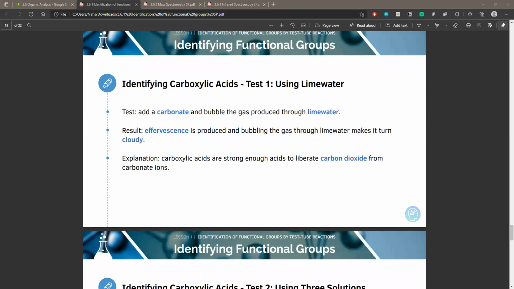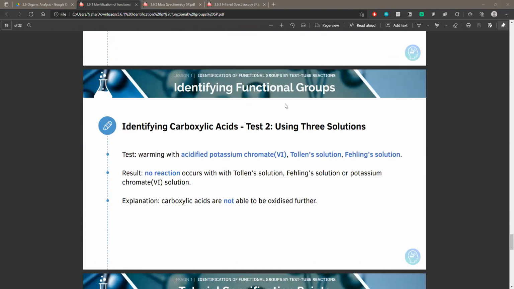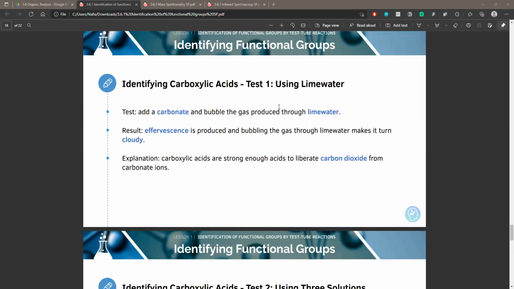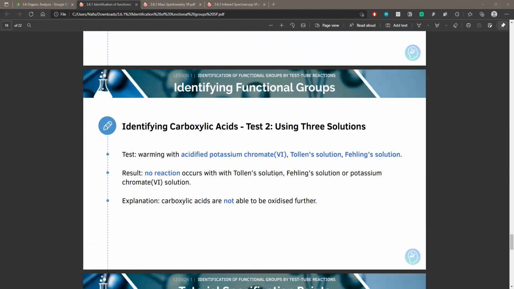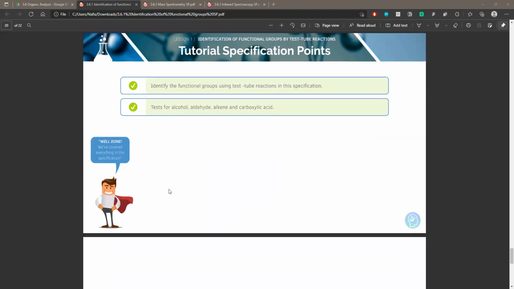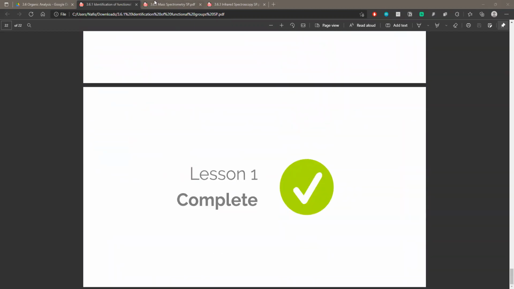Identifying carboxylic acids, you add a carbonate and bubble the gas through lime water, and you're expecting effervescence and bubbling because you form carbon dioxide, which is released. Also, once you test with acidified dichromate, Tollens, and Fehling's, you're also expecting no reaction to occur. Carboxylic acids cannot be oxidized any further. They're the end of that reaction pathway. So those are basically your lab tests.